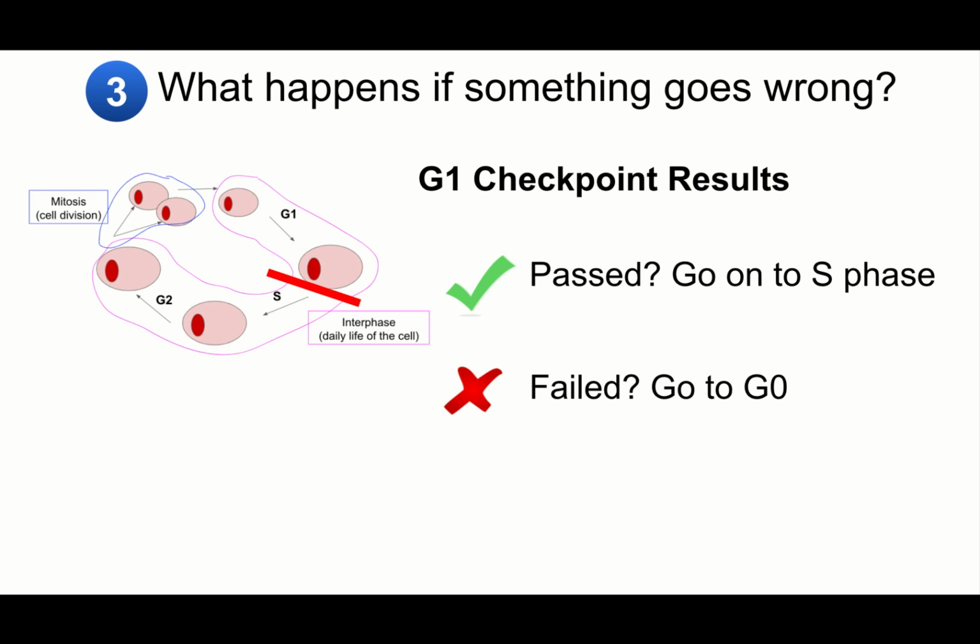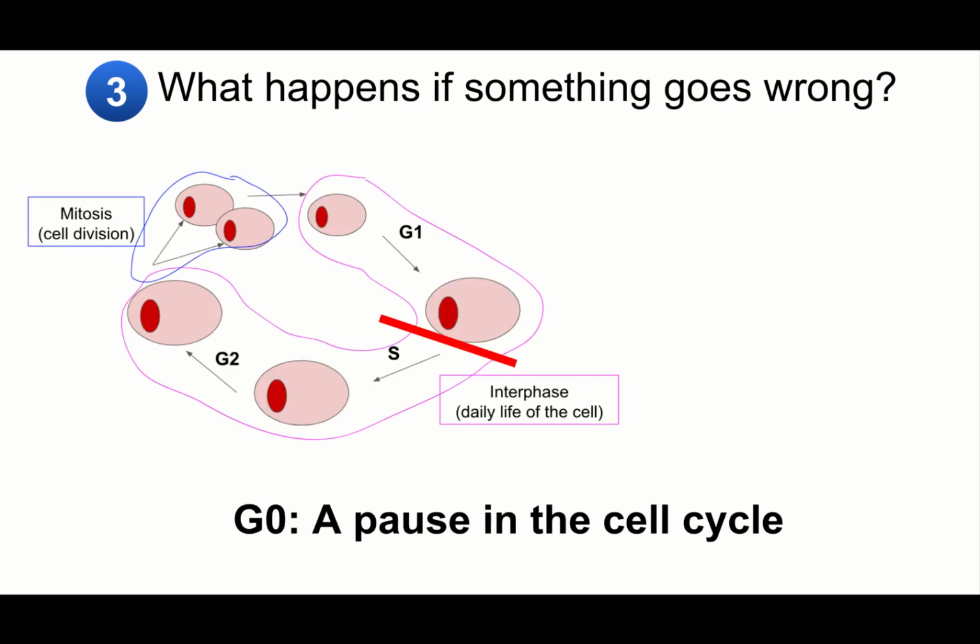What the heck is G0 phase? G0 is a pause in the cell cycle. In G0 phase, the cell exits the cell cycle and it just chills out there. It continues its normal life functions, but it stops all moves toward dividing. Most cells spend some time in G0 phase. This is where they are when they're not actively growing or preparing for division.